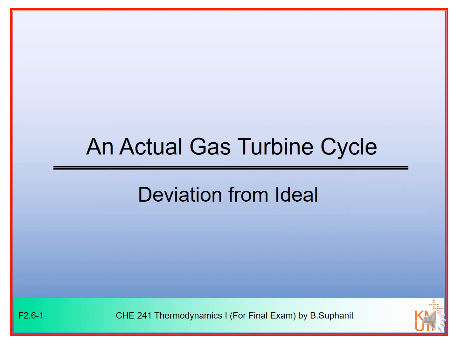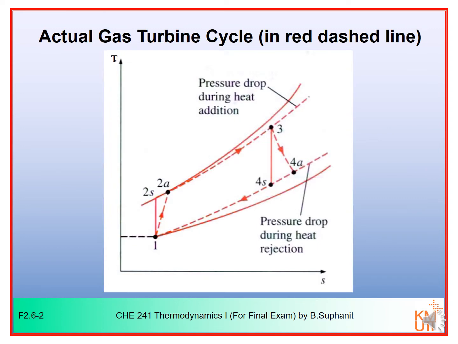Hi everyone. In this video, we are going to look at an actual gas turbine cycle and how it deviates from an ideal gas turbine cycle. The actual gas turbine cycle is a gas turbine cycle which contains some irreversibilities in some processes.